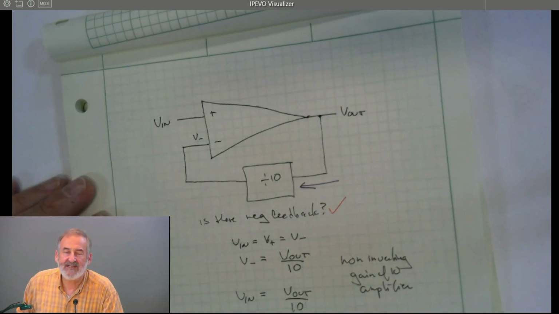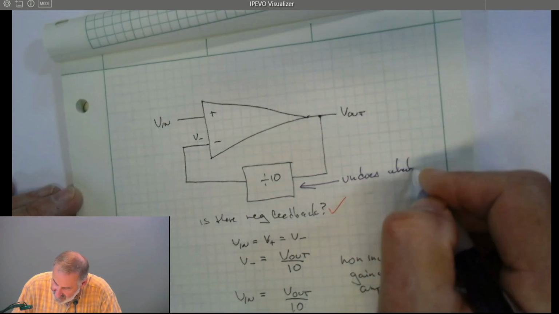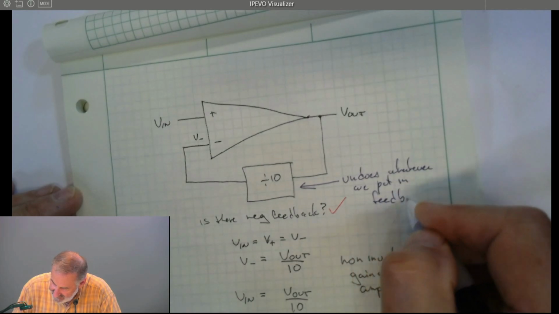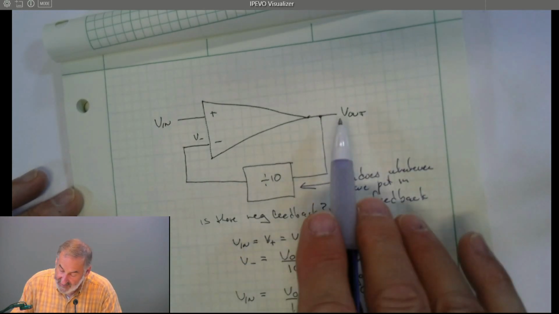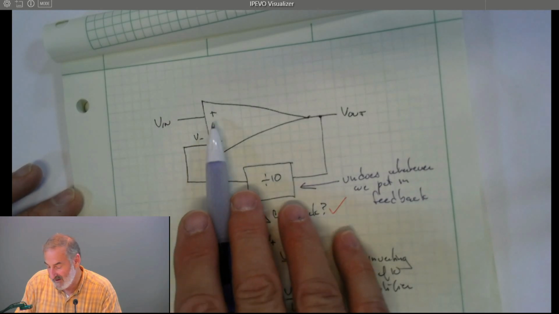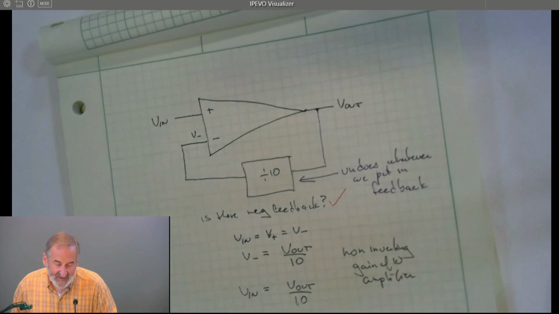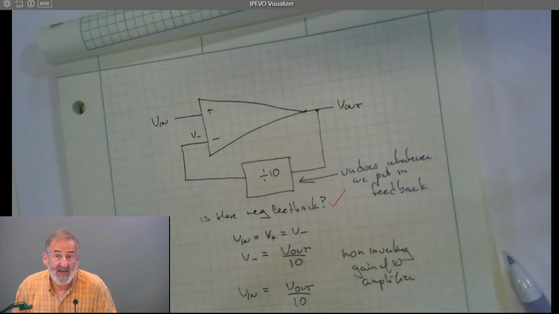What the op amp does in the non-inverting configuration is it undoes whatever we put in the feedback. So here we divided by 10. The op amp has to multiply by 10. Why? Well, because this output has to be divided by 10 and give us the input. Well, that means that the op amp has to make the output 10 times bigger if we're going to divide by 10. And what that means is that we can put things other than just dividers in the feedback loop. And we'll see that in a couple parts of this where we start to put some strange stuff.